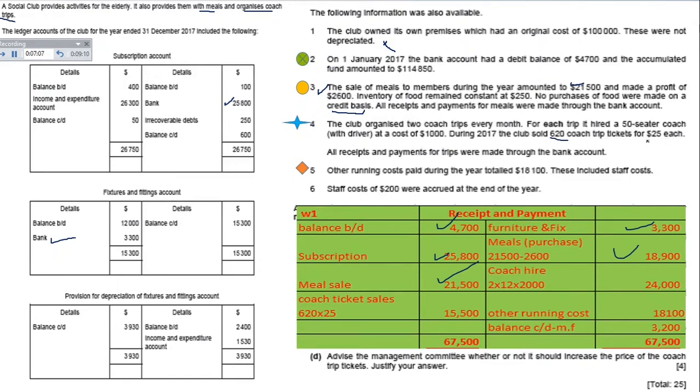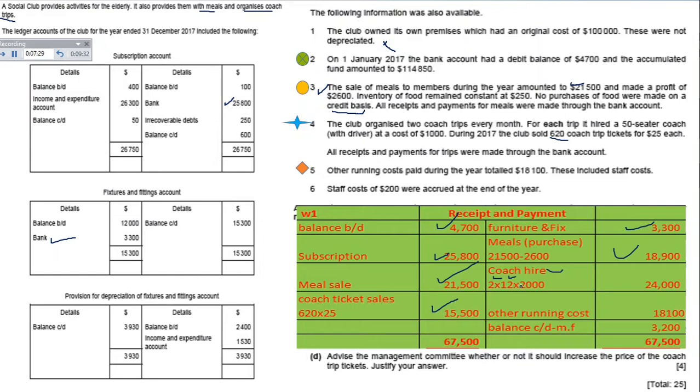So 620 into 25 is going to be your increase amount here. 620 into 25, that's your coach ticket sales, 15,500. At the same time, we also need to make payment for the coach hire up here. Coach hire is saying 2 trips in a month. So 2 trips in a month in 12 months, 2 into 12, 24 trips, and the rate is 1,000.